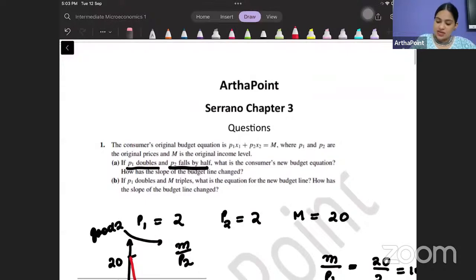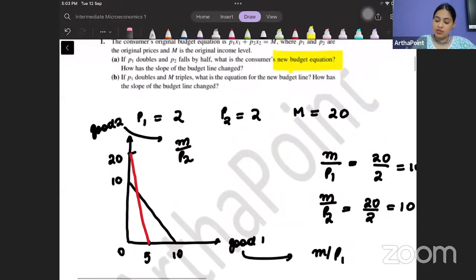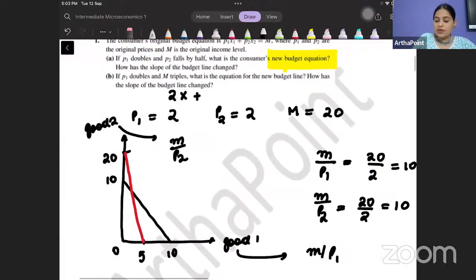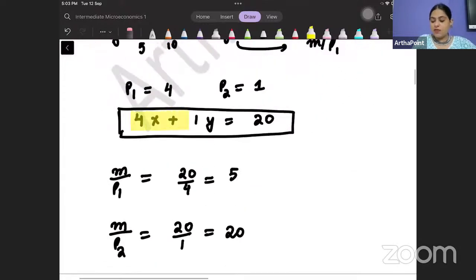So beta, it is asking if the price of good 1 is doubling and the price of good 2 falls by half, what will happen to the consumer's budget equation? First, I have shown you with numbers that my initial budget line was 2x plus 2y is equal to M, where income was 20. So maybe I can just write 20 here. So this was my initial budget line, and my new budget line is 4x plus y is equal to 20. Is this clear?